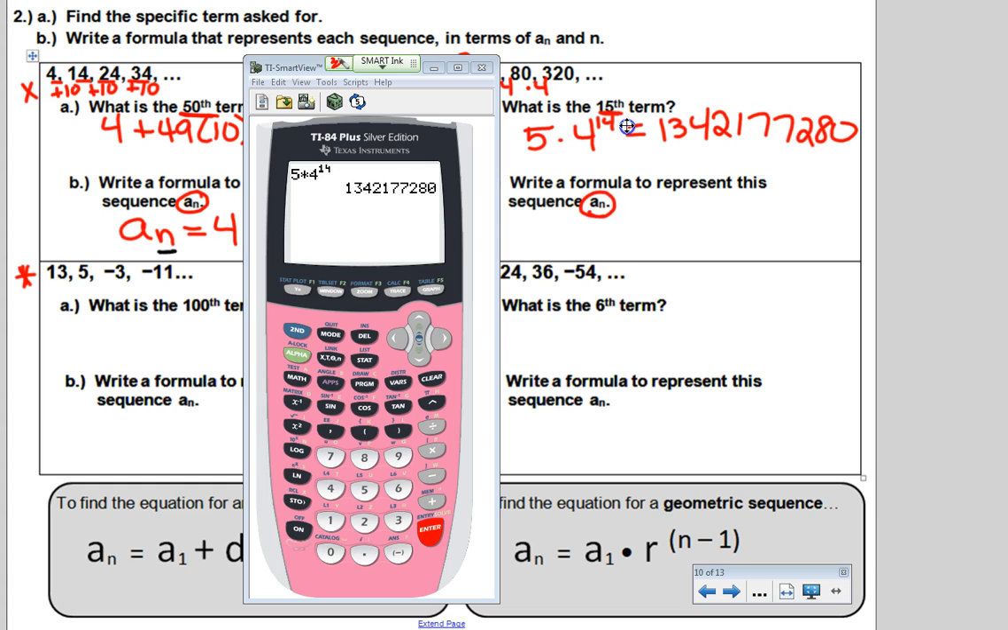So generating our pattern, we know our a sub n formula you get by doing 5 times 4, and then it's to the n minus 1 power. 1 less 4 than you have numbers.